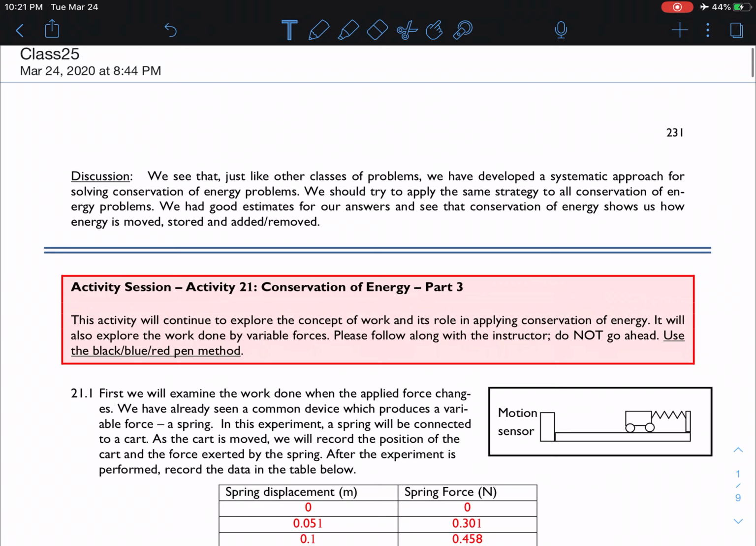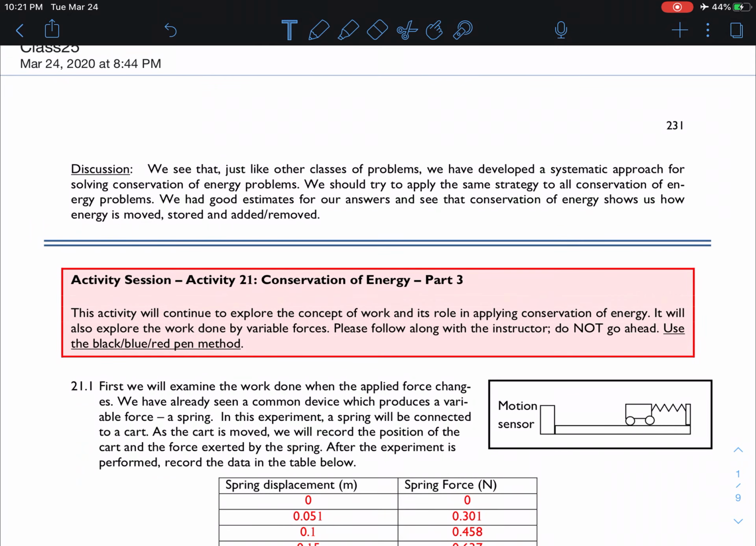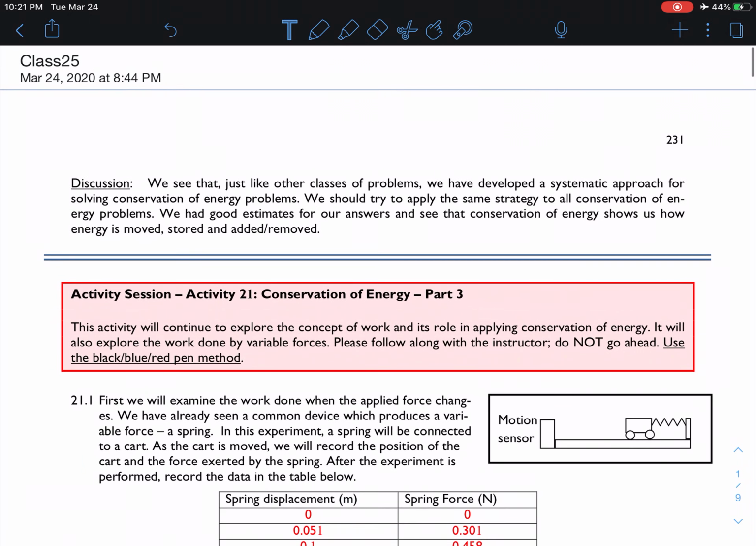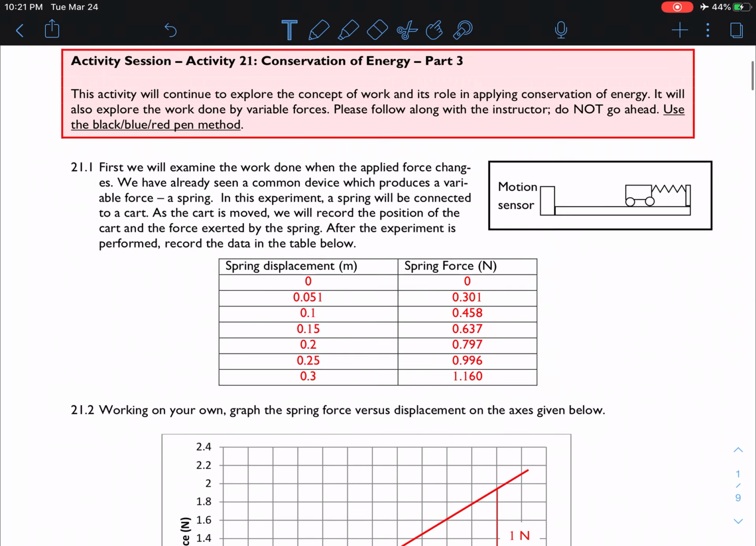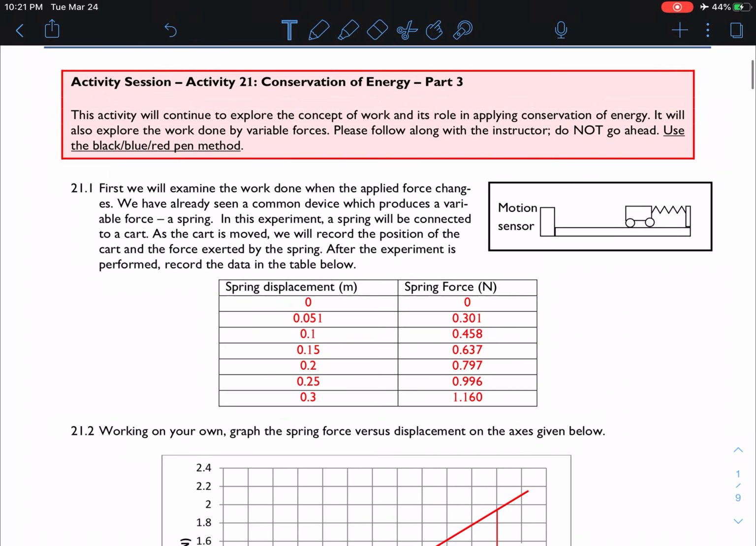This is page 231 and this is class 25 on March 25th, Wednesday. So this is where we're going to start. It's kind of the activity part 3, but I blocked most of the things, so we are skipping so much. Just want you to read the step 21.1.